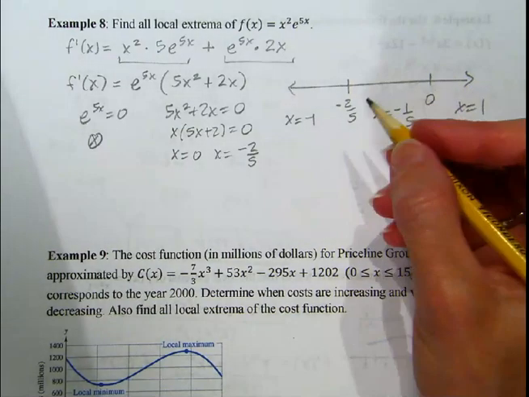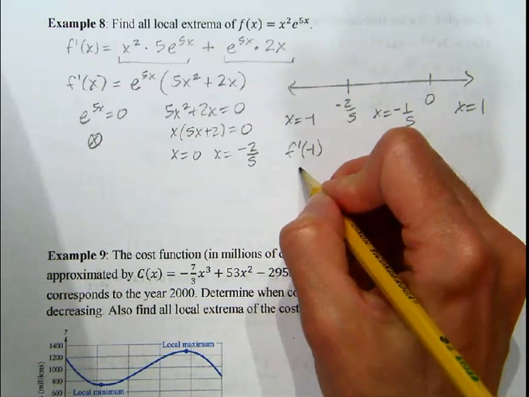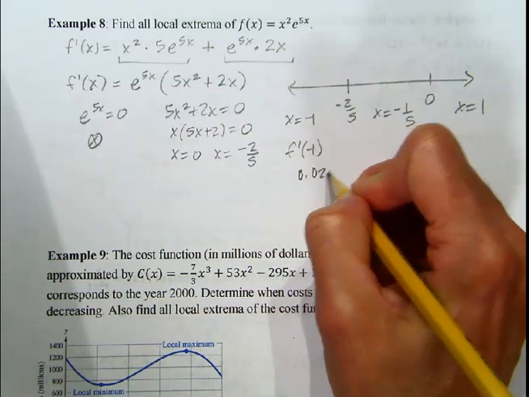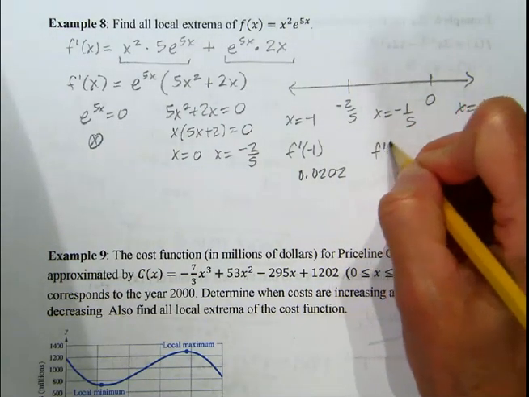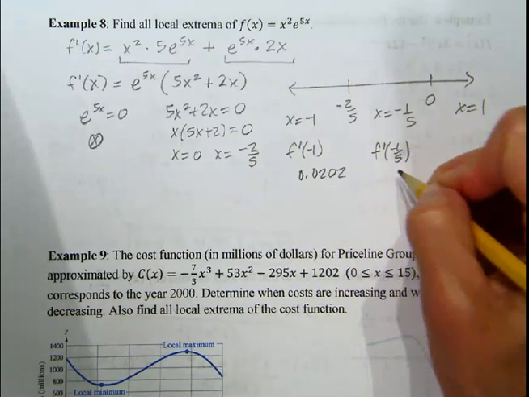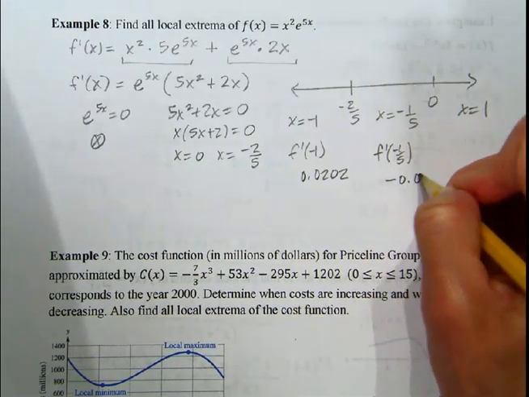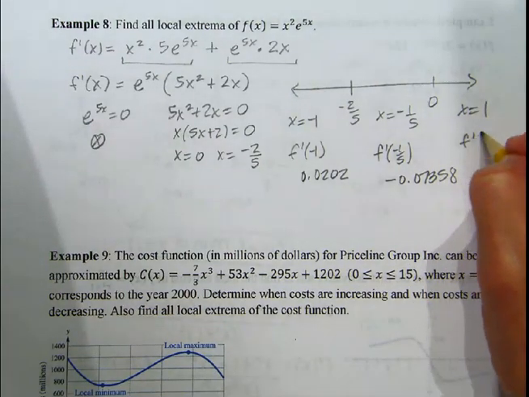So when we plug this in, the derivative at -1 is about 0.0202. I'm just rounding this stuff off. If you plug in negative 1/5, and you guys can take the time to plug it in yourself and see what you get, you should get the same thing. If not, let me know so I can see what the problem is. We can figure it out.